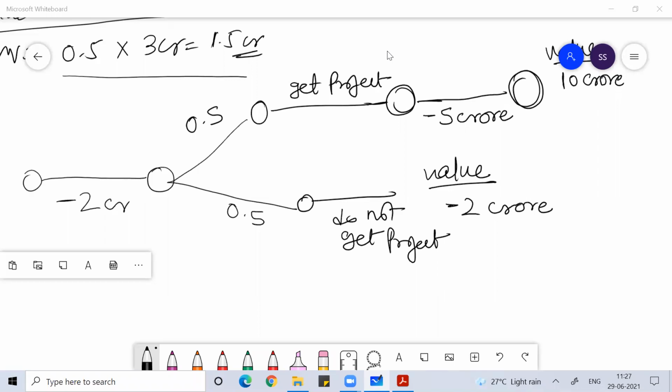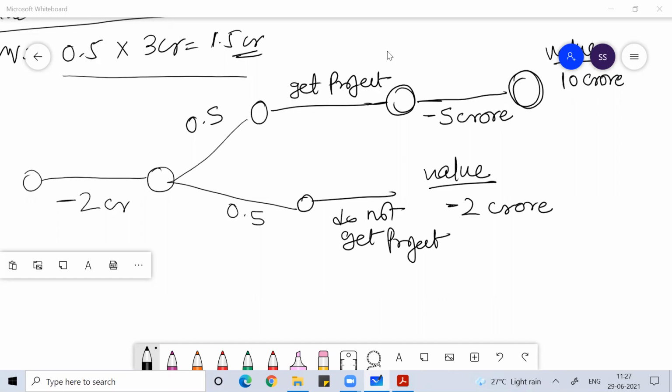So you're putting 2 crore rupees. 2 crore rupees you need to put anyhow, either you get the contract or you do not get the contract. If you get the contract, then probably you need to do construction, for which you need to put 5 crore rupees, and then you will generate a value of 10 crore rupees. Imagine you put 2 and you did not get the project. Then that 2 crore will be lost for you.